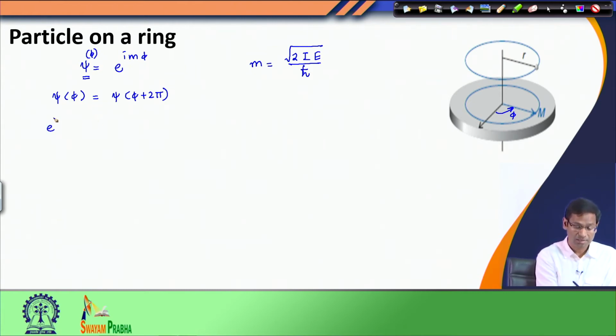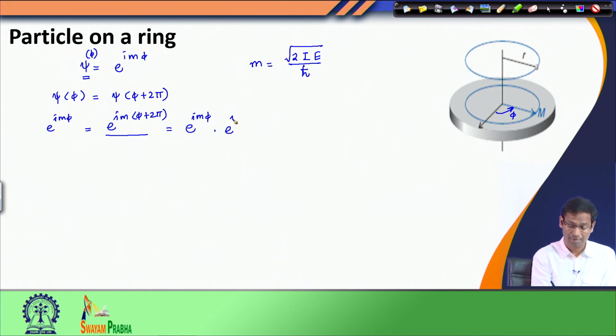So, when I look at this, I write down the right hand side e to the power i m phi, and here i m (phi plus 2 pi). All right. So, now when I look at this right hand side, I have a first term e to the i m phi multiplied by a second term e to the i m 2 pi. Now, the left hand side and right hand side can be equal to each other only when this second term in the right hand side becomes 1. Only then this condition will be satisfied. So, let us impose this condition that e to the power i m 2 pi is 1.